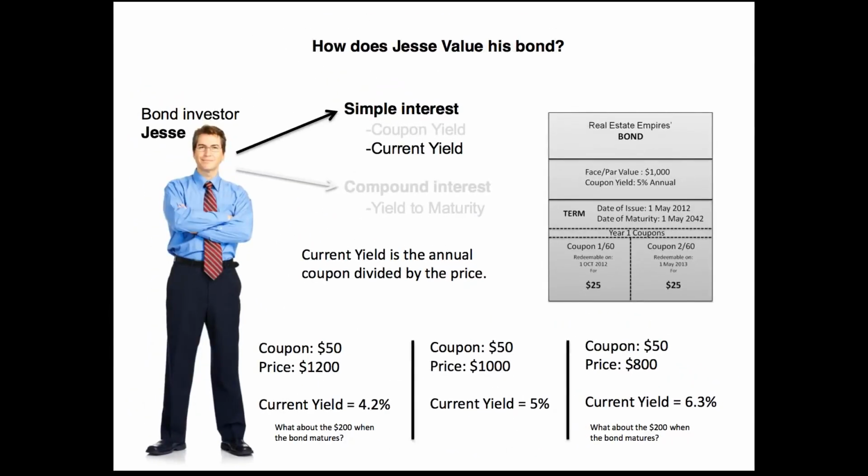So when we talk about yield to maturity, that's where that's really going to come into play. Just so you know, when somebody quotes you a current yield, it's not accounting for that difference between the price that you're going to pay and the par value whenever the bond matures.